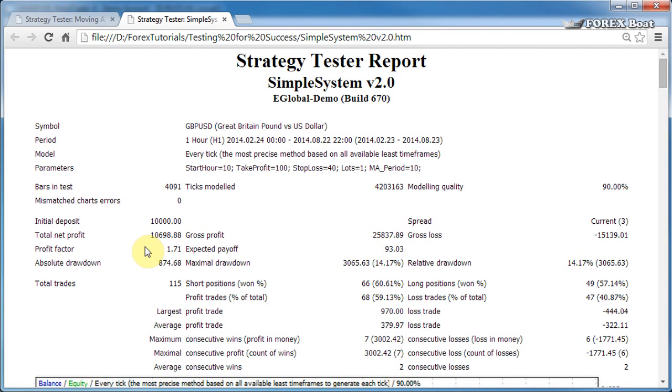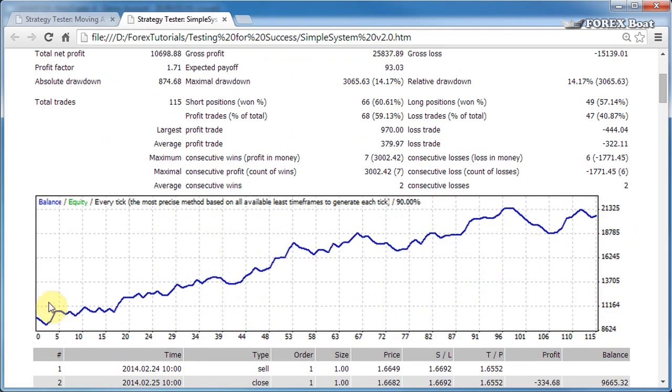Next, the total net profit is how much money you earned or this system earned during the back test, and it is equal to gross profit minus gross loss. So as you can see from the chart, the starting balance was around 10,000 and the final balance was around 20,000. So in this case, the net profit is the difference between the ending balance and the starting balance. So this earned profit is the total net profit.